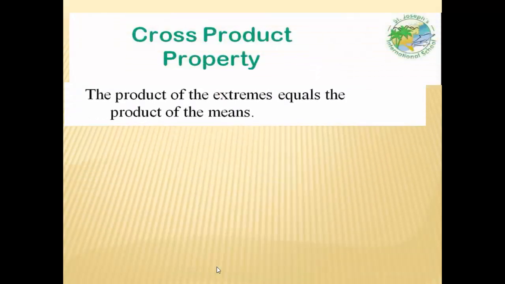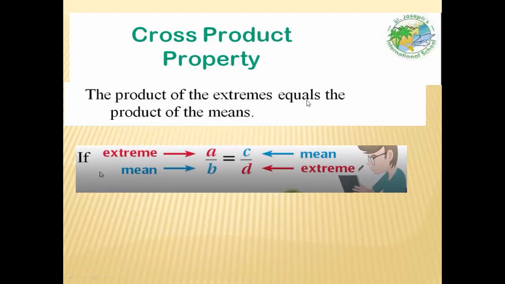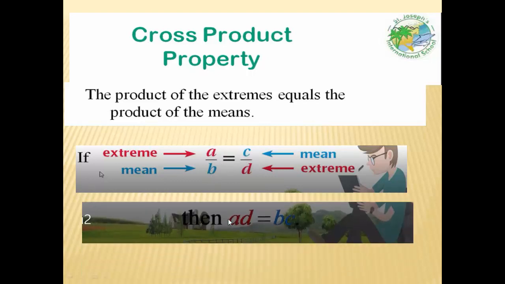Cross product property: the product of the extremes equals the product of the means. Extremes A and D, so A times D equals C times B. That means A times D equals B times C; the multiplication of A times D equals the multiplication of B times C.